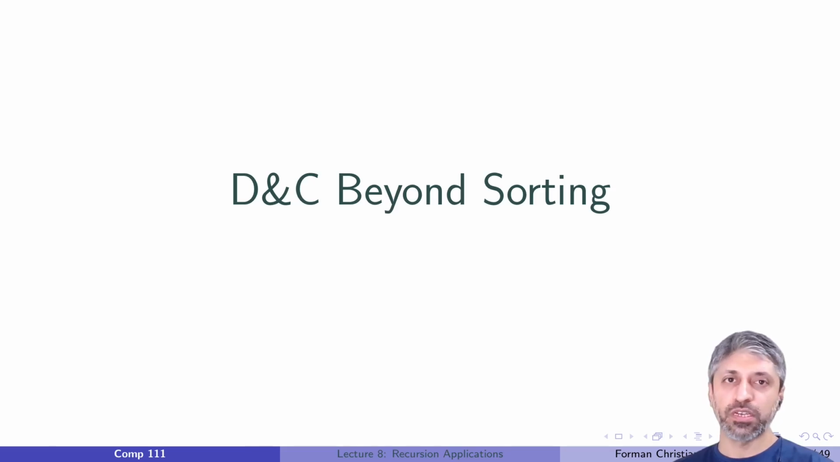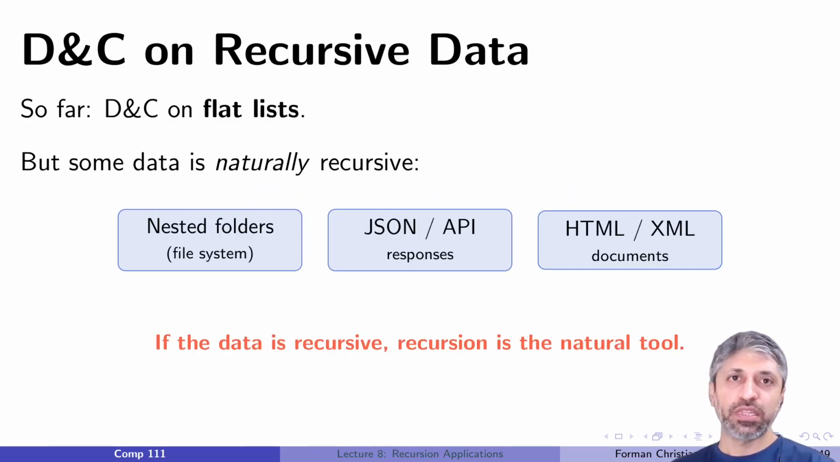Divide and conquer beyond sorting. Well, so far we've been using divide and conquer on flat lists, but some data is naturally recursive. It contains smaller versions of itself. Think about nested folders in a file system, or JSON responses from an API, or HTML documents. A folder contains subfolders. A JSON object contains nested JSON objects. And when the data itself is recursive, recursion becomes the natural tool to process it.